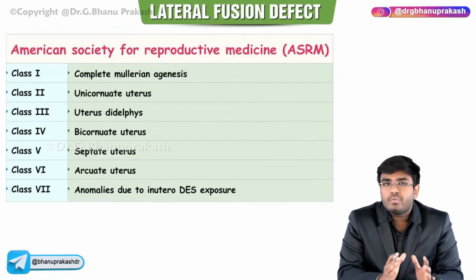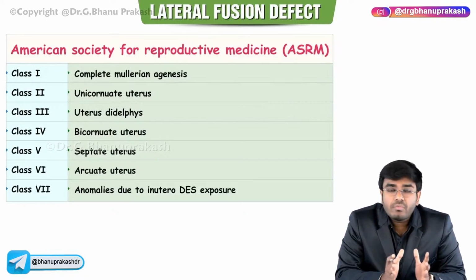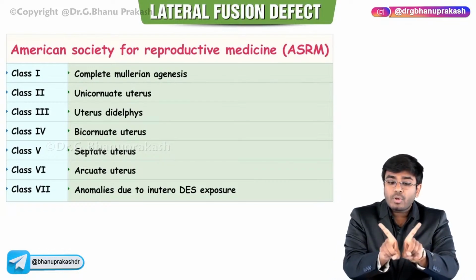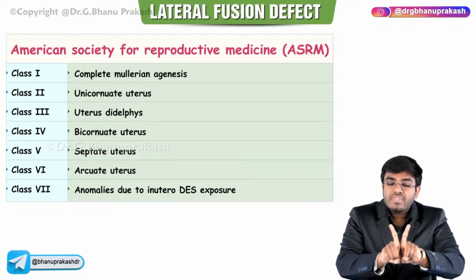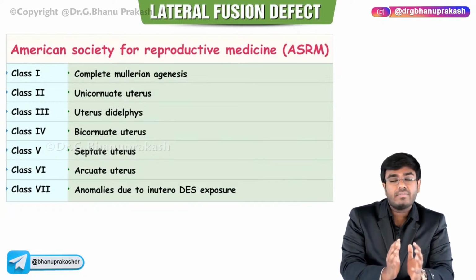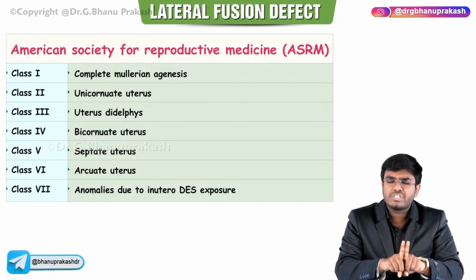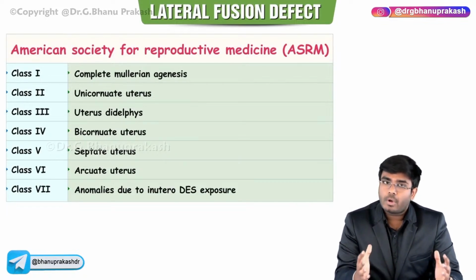After the vertical fusion defect, that is a transverse vaginal septum. Now we will discuss the lateral fusion defect. What does it mean by lateral fusion defect? As we all know, both the Mullerian ducts have to fuse laterally. If they fuse properly, then only you will have one uterus, one cervix, one vagina and two fallopian tubes. If they are not fusing laterally properly, then there will be a lot of associated problems.